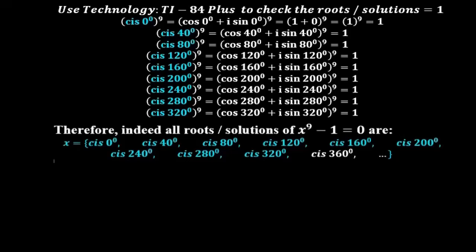Therefore, indeed, all roots are x equals cis 0 degrees, cis 40 degrees, cis 80 degrees, cis 120 degrees, cis 160 degrees, cis 200 degrees, cis 240 degrees, cis 280 degrees, cis 320 degrees, cis 360 degrees, and it continues to infinity.